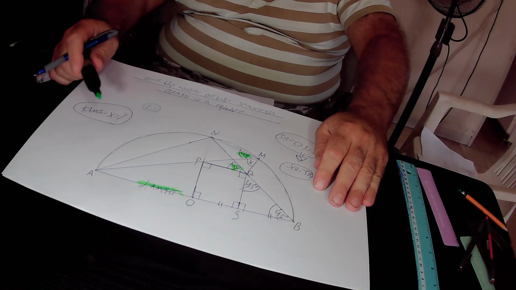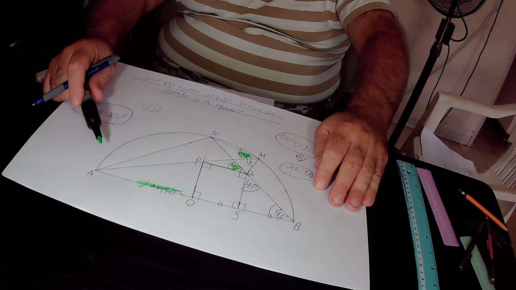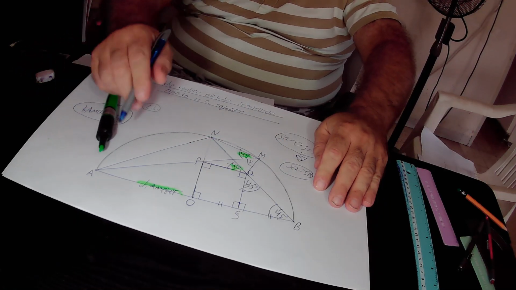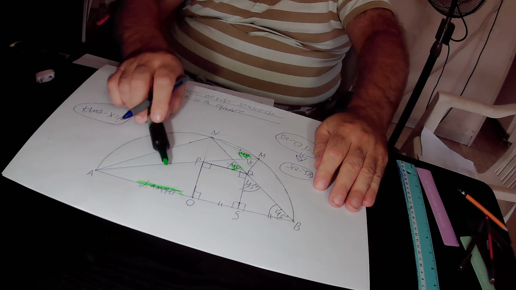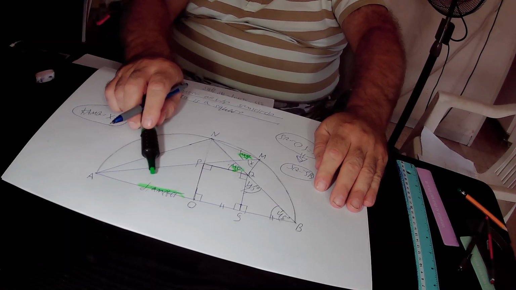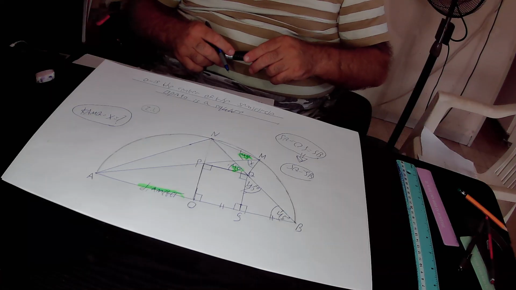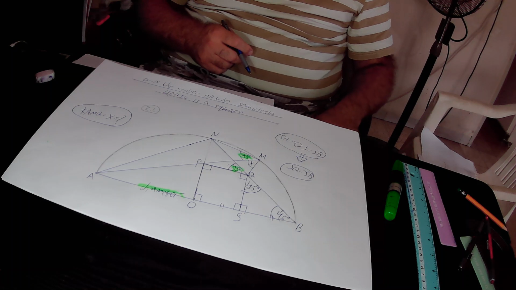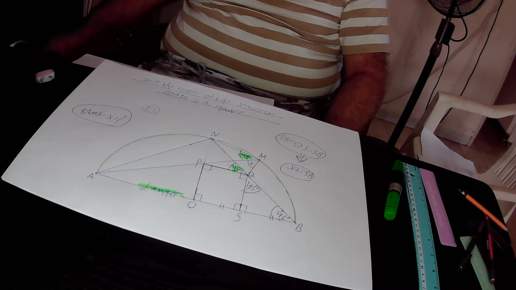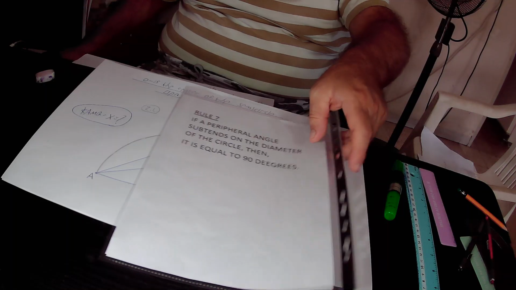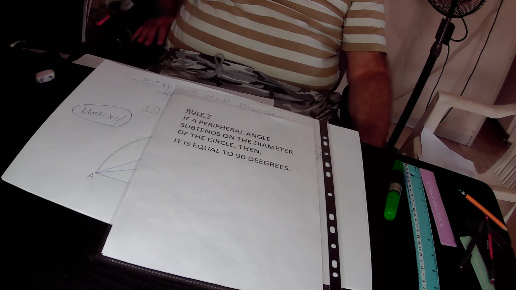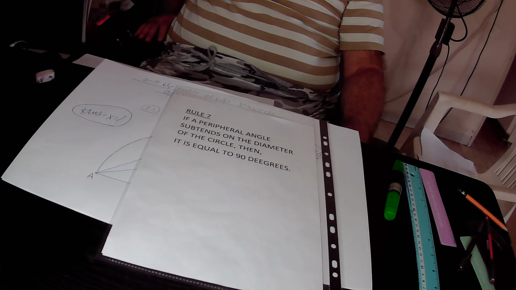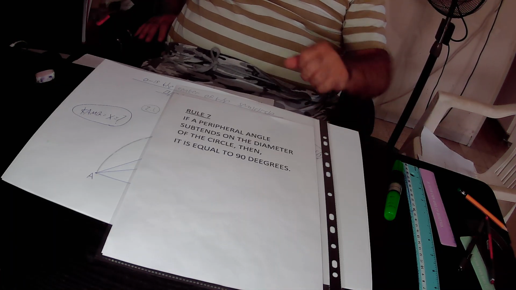By doing this construction, we actually get peripheral angle ANB. This is peripheral angle ANB that subtends on AB, that is the diameter of this semicircle. And according to rule 7, any peripheral angle that subtends on the diameter of the circle or a semicircle must be equal to 90 degrees in its size. So repeat quickly rule 7. According to rule 7, if a peripheral angle subtends on the diameter of the circle, then it is equal to 90 degrees in its size.